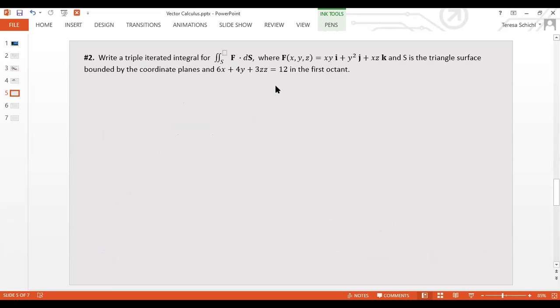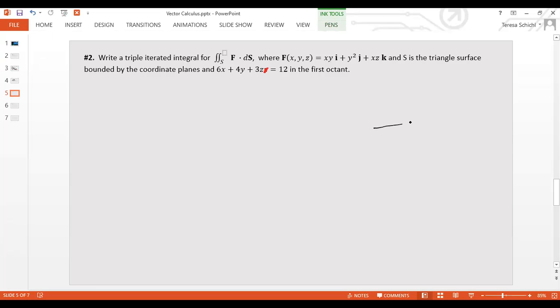Okay, let's take a look at another example. All right, so let's write a triple integration for this surface integration. So this is my vector field, right? And S is the right triangle surface bounded by the coordinate planes and the plane 6x plus 4y plus 3z equals 12. Okay, let's take a look at it. This one here has a typo, so it should be 3z.